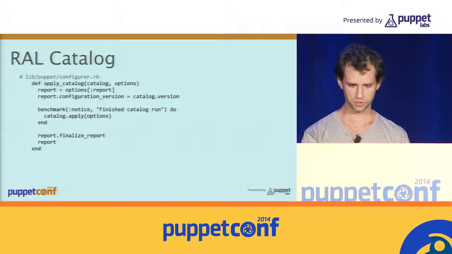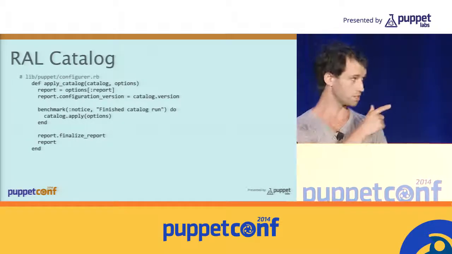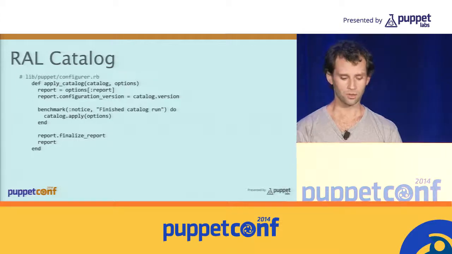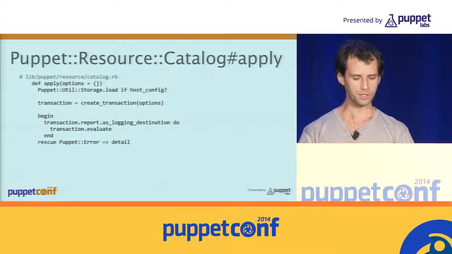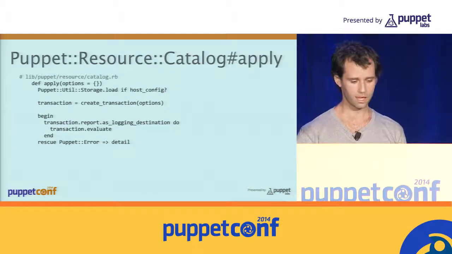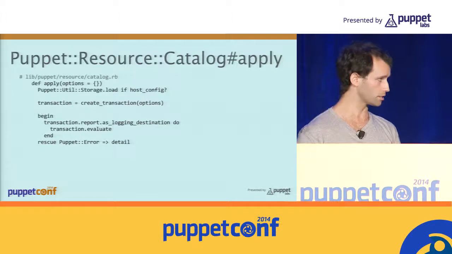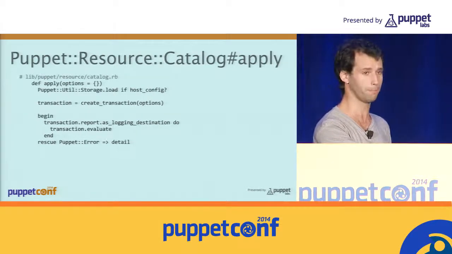If we skip over to the Puppet Resource Catalog class and take a look at that apply method that we see being called here, we see that it creates a transaction, and then it calls the evaluate method on that transaction. And this is basically where I get lost when I try to read the code.